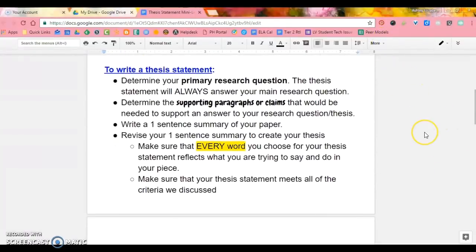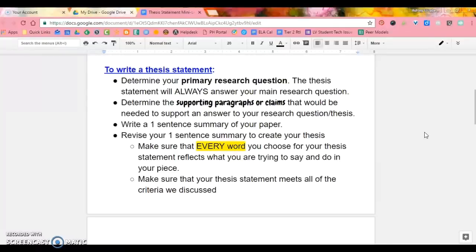And so when you're writing a thesis statement, the first thing that you need to do is determine your primary research question. We've talked about research questions, and a research question is just what drives your search for information. The thesis statement always is going to be an answer to that main research question.